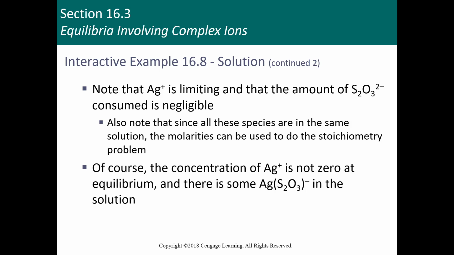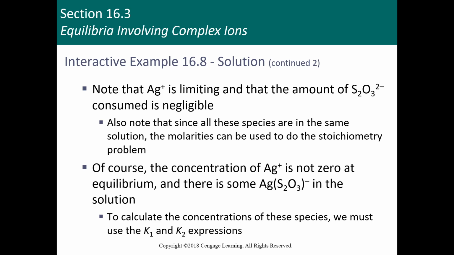The concentration of Ag+ is not zero at equilibrium, and there is, of course, some AgS2O3- in the solution as well. So we have, of course, assumed things. So let's go ahead and try to calculate the concentrations of these species, because there's going to be some remaining in there. It's just that the vast majority is going to go into the form of the Ag(S2O3)2 3-.